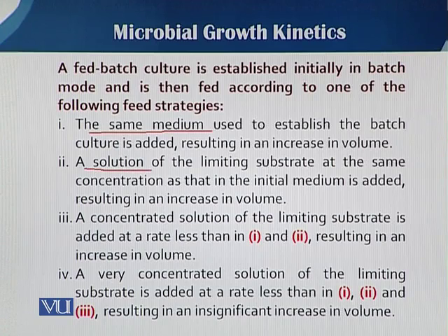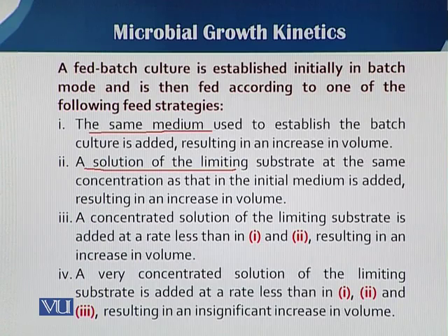But in the second strategy, we will not use all the ingredients. If we know that during the fed batch a specific nutrient will be exhausted or become limiting, so that growth or another process will be affected, then we add only that substrate, which we call the limiting substrate. So in the second strategy we use only the limiting substrate, with the same concentration as in the initial medium. So in the first strategy all the ingredients, but in the second strategy only the limiting substrate, with the same concentration.